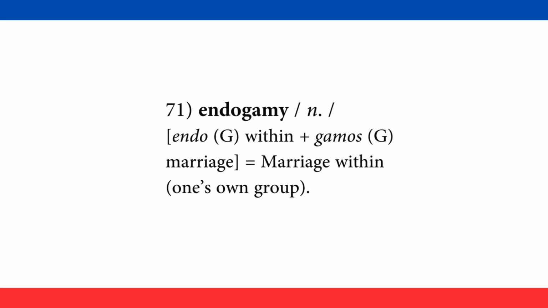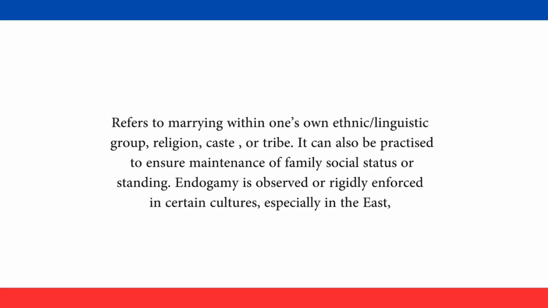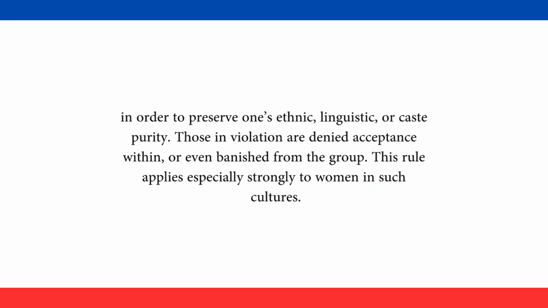71. Endogamy. Noun, derived from endo, Greek for within, plus gamos, Greek for marriage. This refers to marriage within one's own group. It refers to marrying within one's own ethnic or linguistic group, religion, caste, or tribe. It can also be practiced to ensure maintenance of family social status or standing. Endogamy is observed or rigidly enforced in certain cultures, especially in the East, in order to preserve one's ethnic, linguistic, or caste purity. Those in violation are denied acceptance within, or even banished from the group. This rule applies especially strongly to women in such cultures.